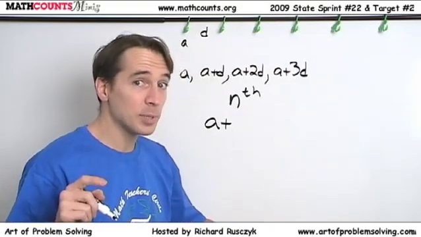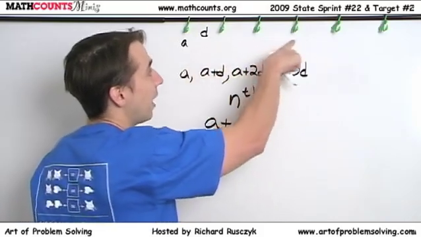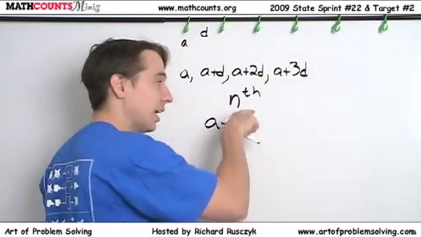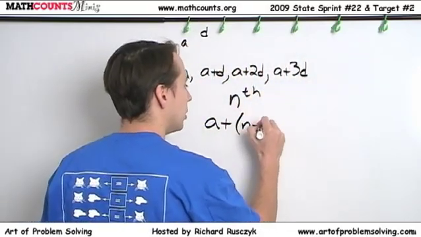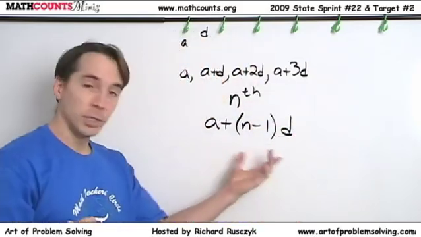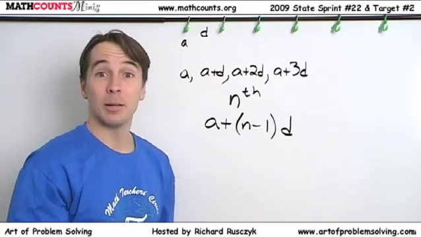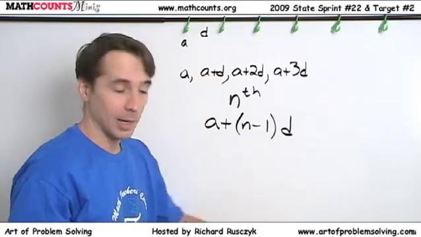You don't take n steps to get out to the nth monkey. Look on the board. We've got 6 monkeys, 5 steps. So to get out to the nth term, n minus 1 steps. And each step is a difference of D. And there you go. There's your nth term of the arithmetic sequence. And we got that just by thinking about monkeys on a number line.